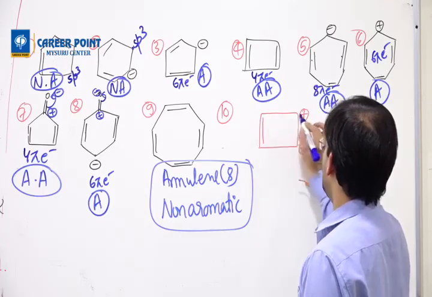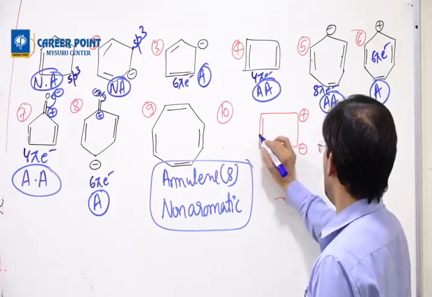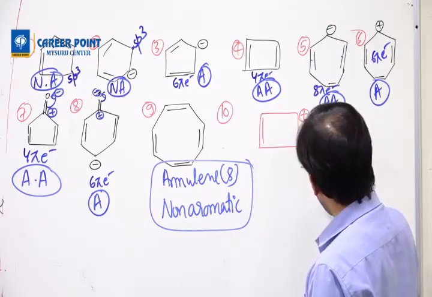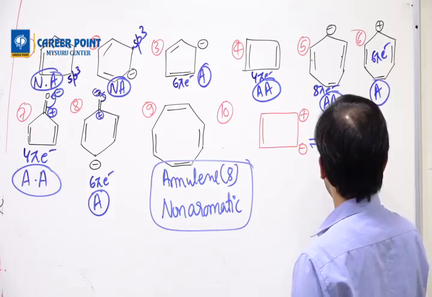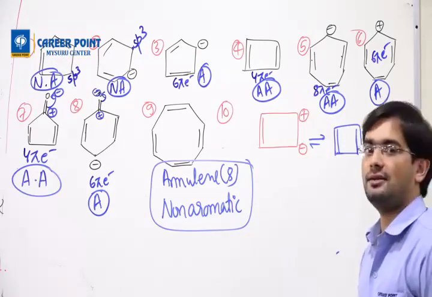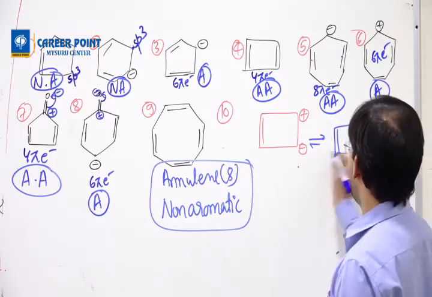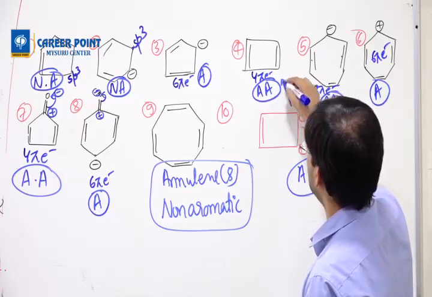Double bond, single bond, positive charge, single bond, double bond, single bond, double bond. Or another way you can draw this structure like this also. Adjacent positive and negative can be written as a double bond. So, 4 pi electrons, anti-aromatic. This question and that question are same.